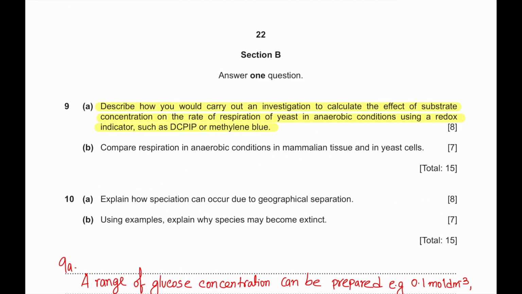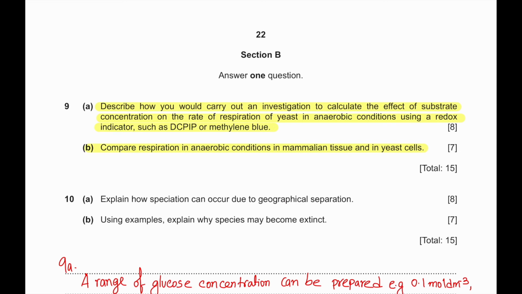9B. Compare respiration in anaerobic conditions in mammalian tissue and yeast cells. So basically, anaerobic respiration in mammalian tissue and yeast cells occurs in the cytoplasm. Anaerobic respiration involves glycolysis in both mammalian and yeast cells, and it produces only about 2 ATP in both of them. Both also regenerate NAD from NADH.